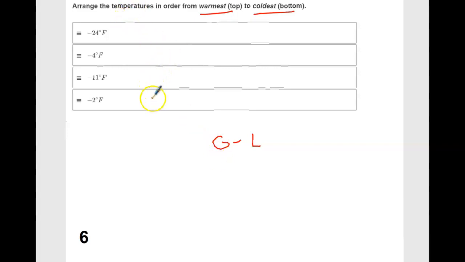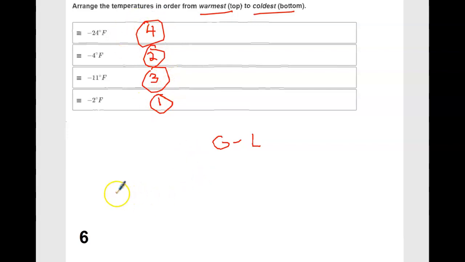So what I need to actually start with, since these are all negative, my negative 2 is actually going to be my greatest number because it's the least negative, okay? This is an important thought process to go through when you're dealing with lots of negative numbers, okay? So this is going to be my greatest, then I'm going to go up from there. It's going to be the negative 4, then my negative 11, and my negative 24.